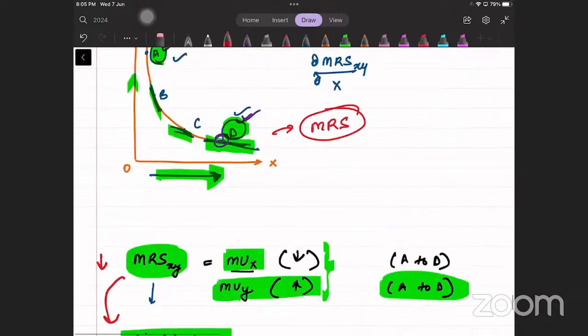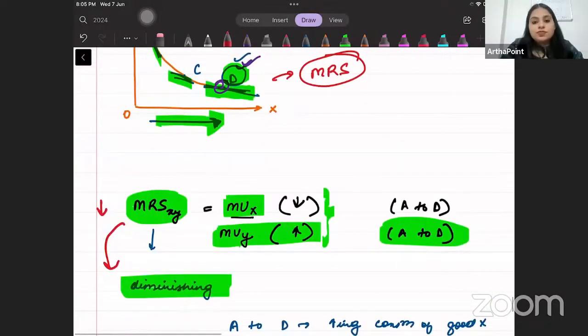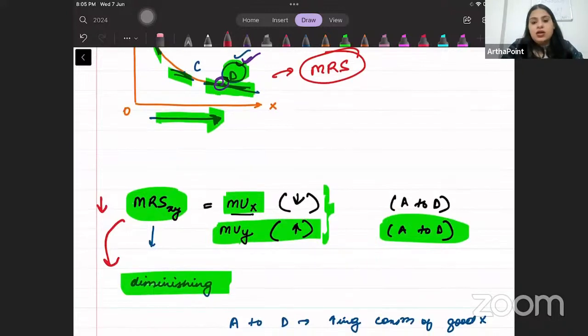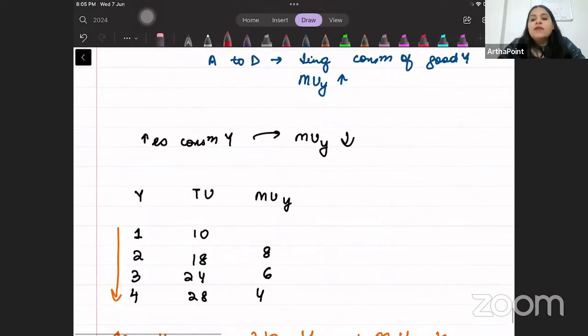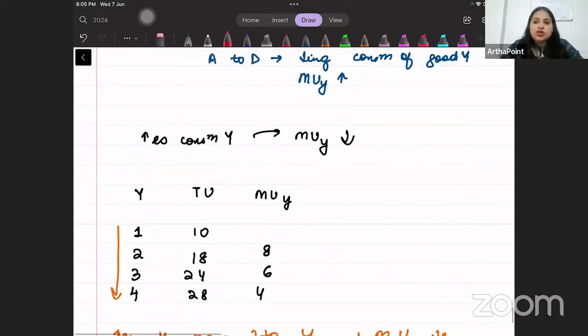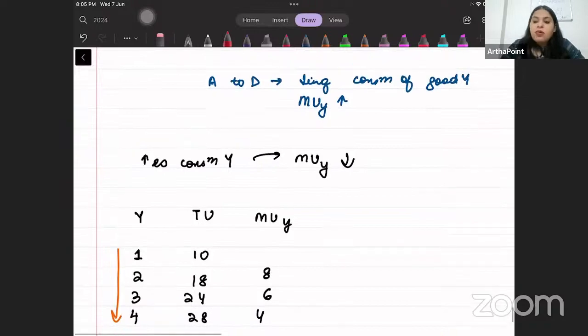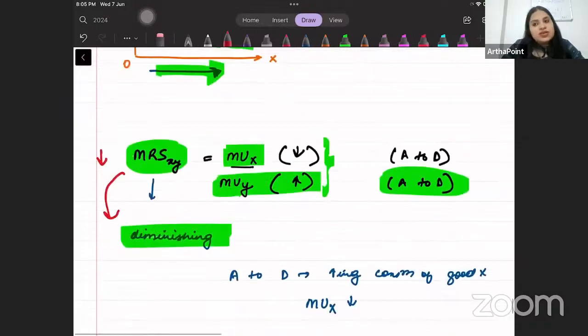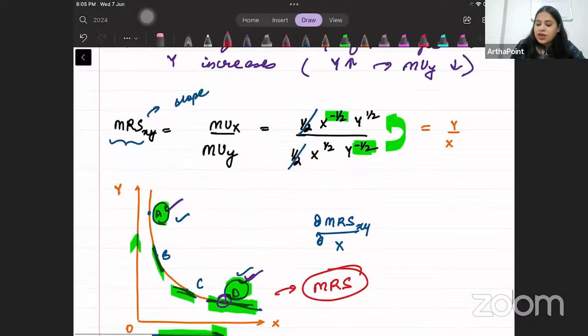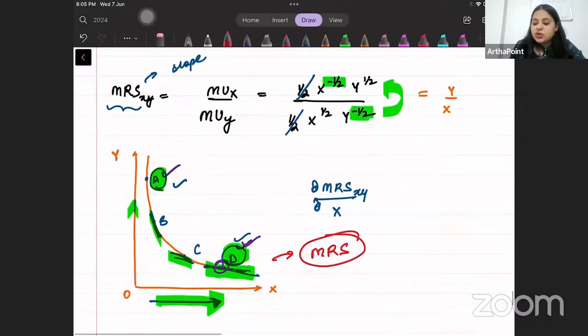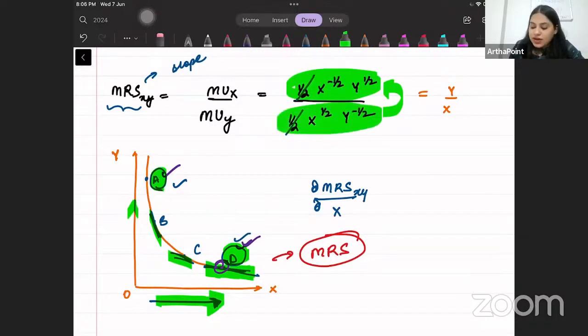Okay, so in the second part of the question, what we are doing is we are trying to check whether MRS is diminishing or not. And when we talk about MRS, it is MUX by MUY. So I went ahead and I found out what is the marginal utility of good X. I found out what is the marginal utility of good Y. And I went ahead and I found out MRS. This is the slope of this IC.